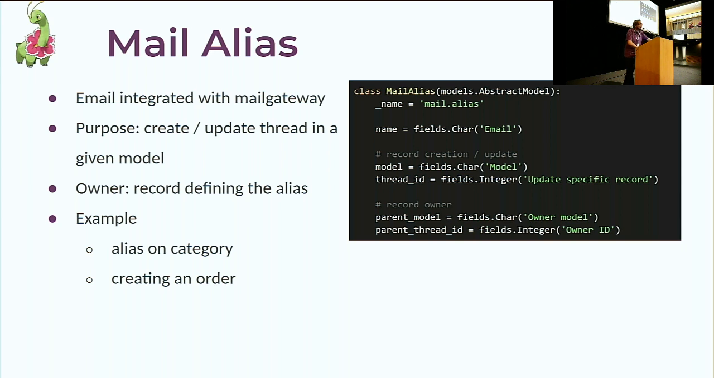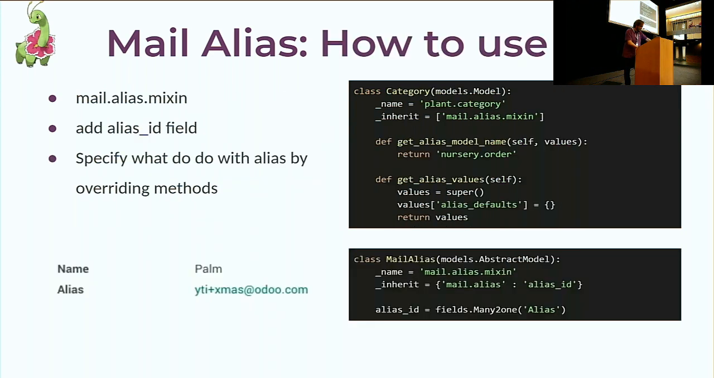5 minutes, okay. Finally, the mail alias mixin says that when people send an email to a category, it will automatically create an order with a plant of this category. For that, we use the mail alias mixin that defines a mail alias that is basically the left part of an email, and you say when I receive an email on this alias, I will do something like creating an order. For that, you have to override the alias model name and alias values. For example, I say that here, when I receive an email on the plant category, it will create a new order.